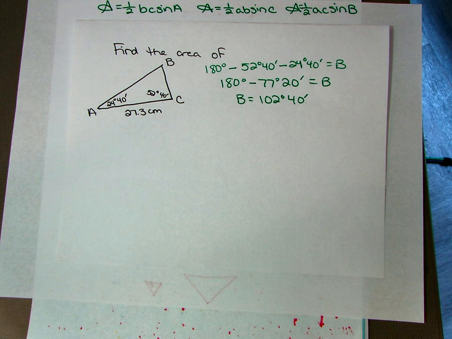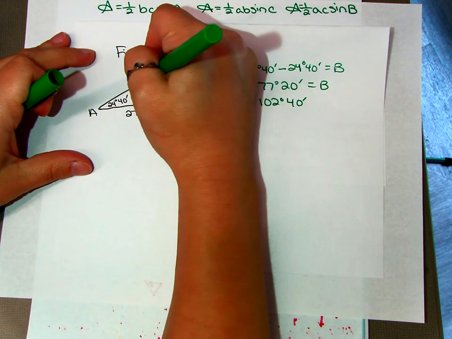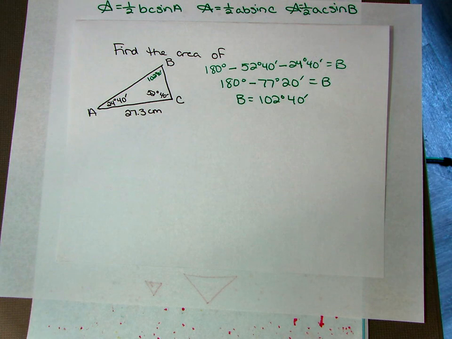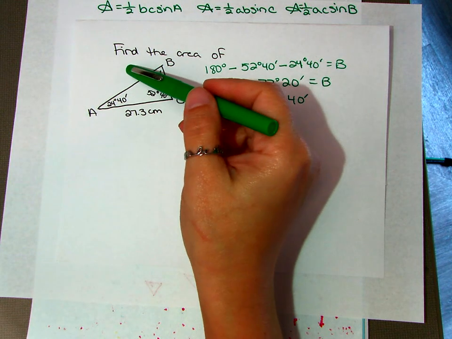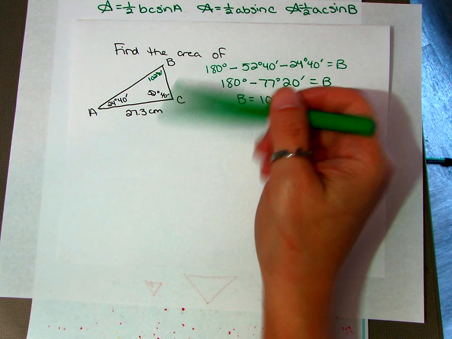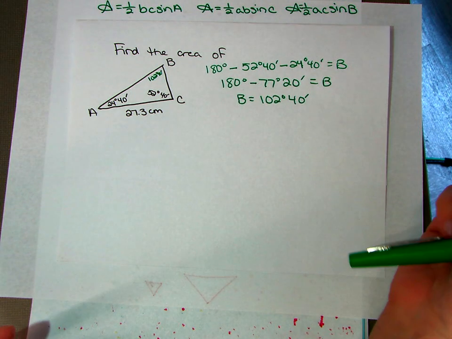So now we know what B is, 102 degrees 40 minutes, but I still don't have side angle side, so I need to come up with one of my other sides. I need to come up here and do side angle side, or I need to come up with here and do side angle side. Either way would be fine. I ended up finding side A, which is over here.